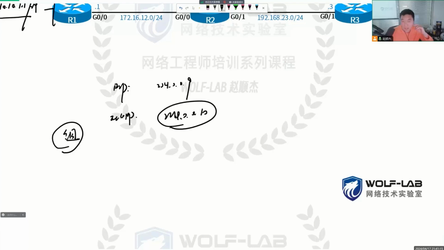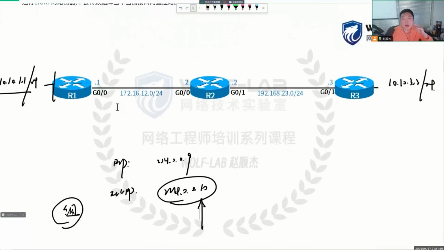224.0.0.10 is fixed. It is a completely reserved multicast address. Then you only have the interface. Only the interface runs EIGRP. As long as your interface runs EIGRP, it can join 224.0.0.10, this multicast group.